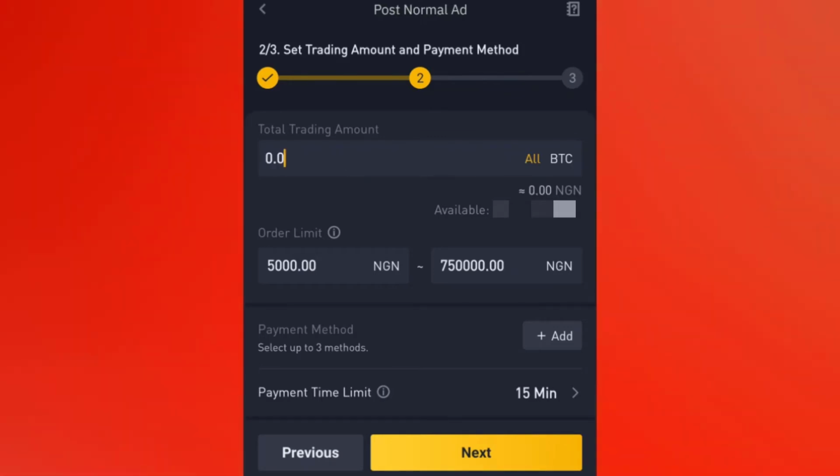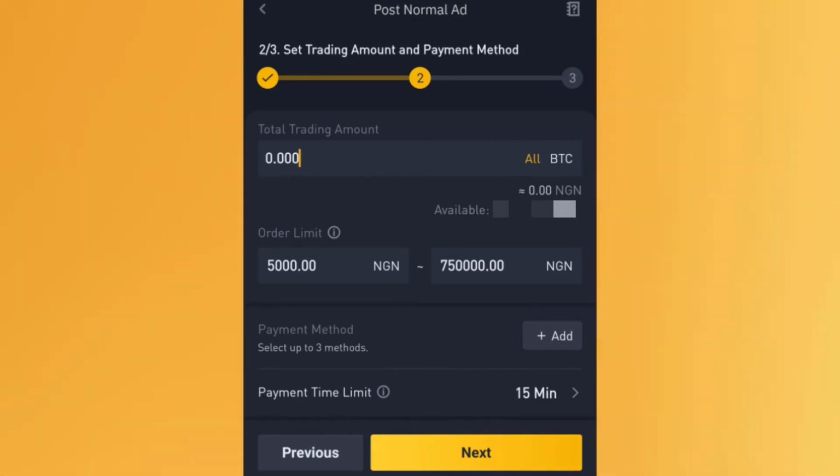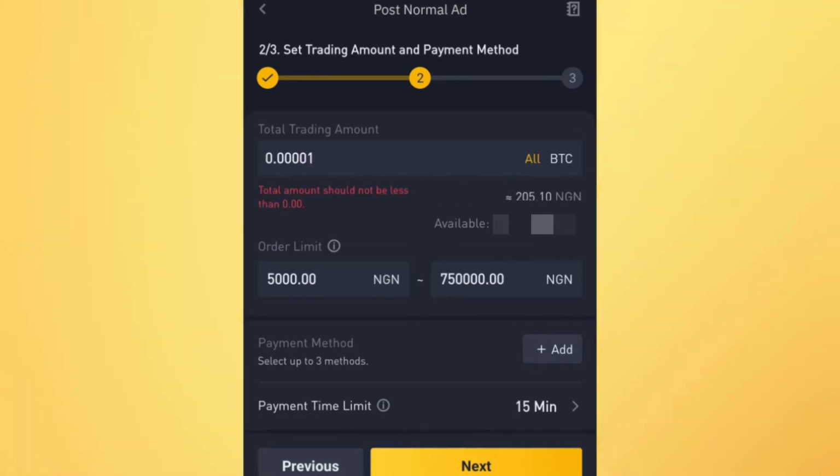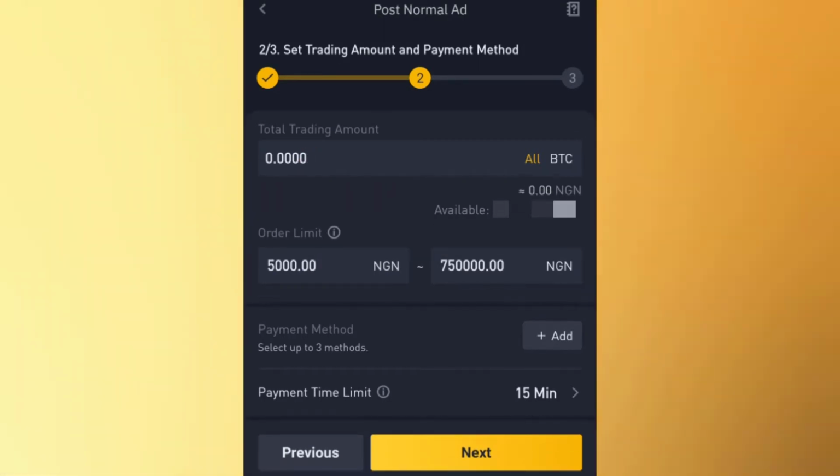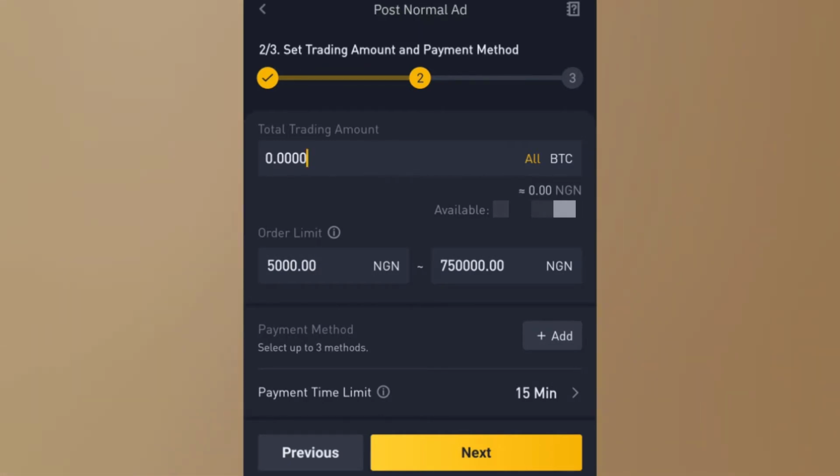And depending on the crypto you want to sell, there's always a least amount required, because if I try putting in an extra 0, you can see that it doesn't work. You can start all the way from 0.00000 something and see where it keeps giving you an error until it stops. In this case, 0.0001 is the least amount they need for you to be able to sell your crypto.